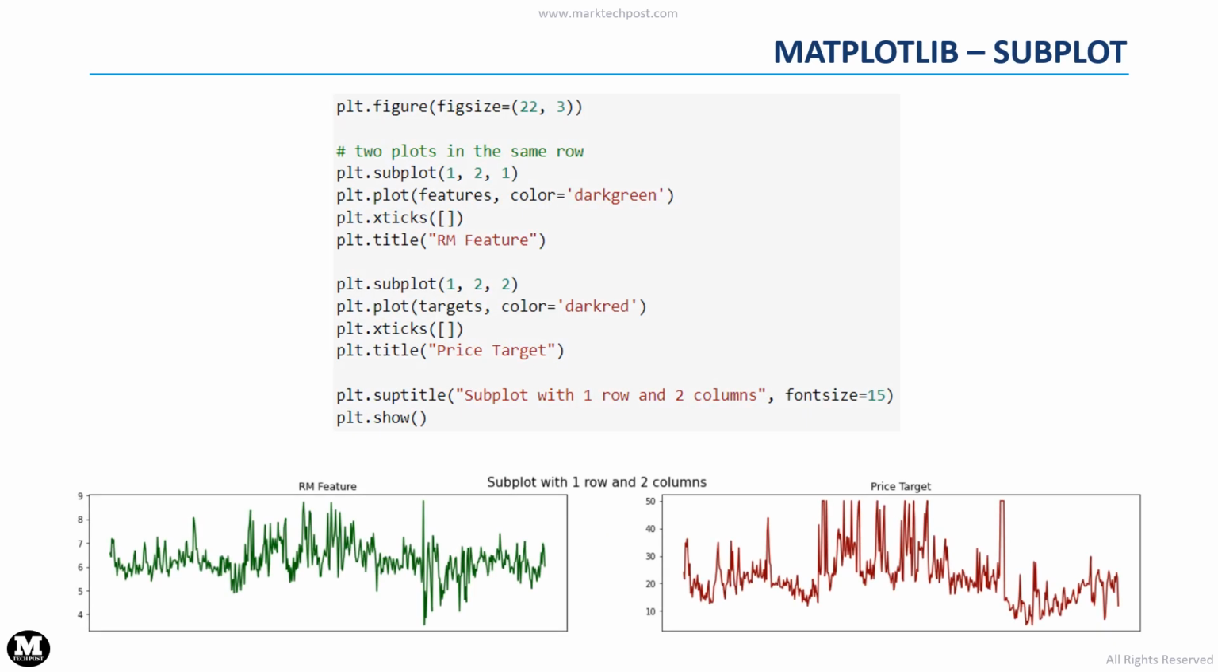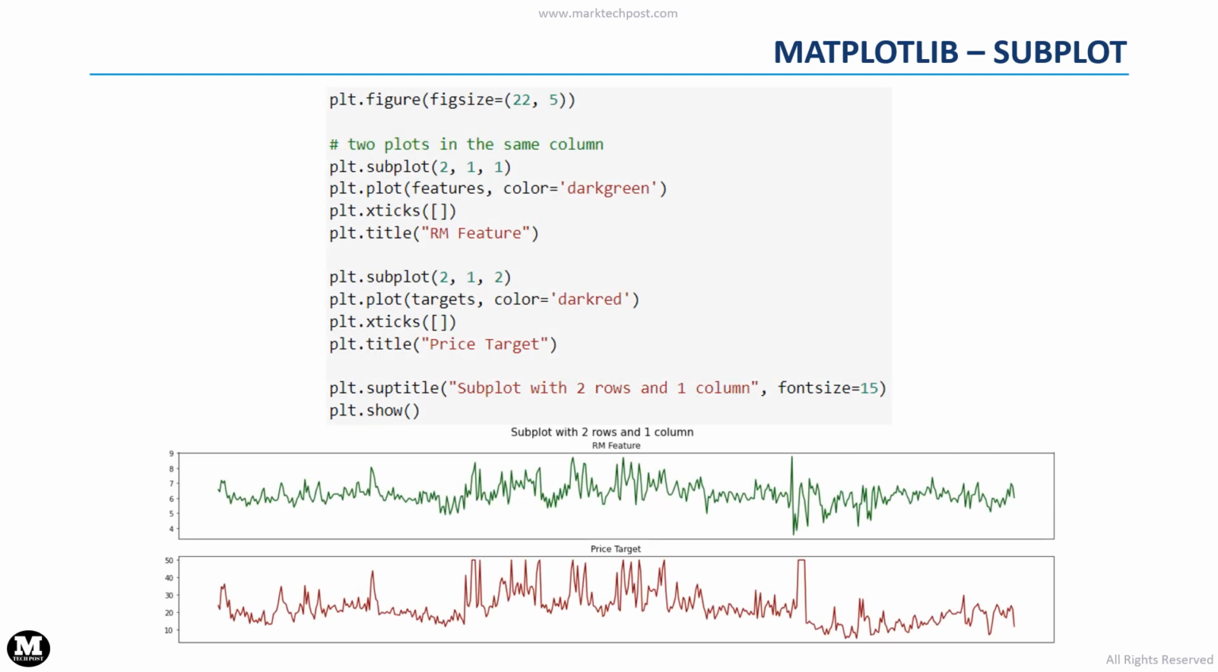With subplots, we can draw multiple plots in the same figure. We just have to call the subplot method before each plot we add. This method takes 3 arguments: the number of rows, the number of columns, and the index of the current plot. Here we created 2 different plots, with 2 different titles. Note that we can also add a superior title for the whole figure.